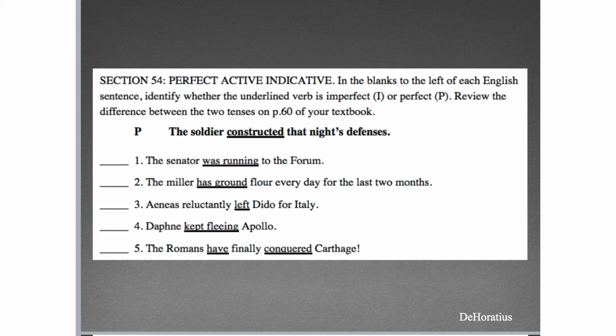All right, so here's a little exercise. All you're doing is identifying here whether verbs in English are the perfect or the imperfect. And again, remember that imperfect is going to be that was verbing, kept on verbing, usually characterized by the -ing. The perfect will be the verbed, did verb, or have or has verb. So was running, number one, with that was running, that's going to be the imperfect. Number two, has ground. Again, with that has, it's going to be the perfect. And I'll let you go through and do the other three.